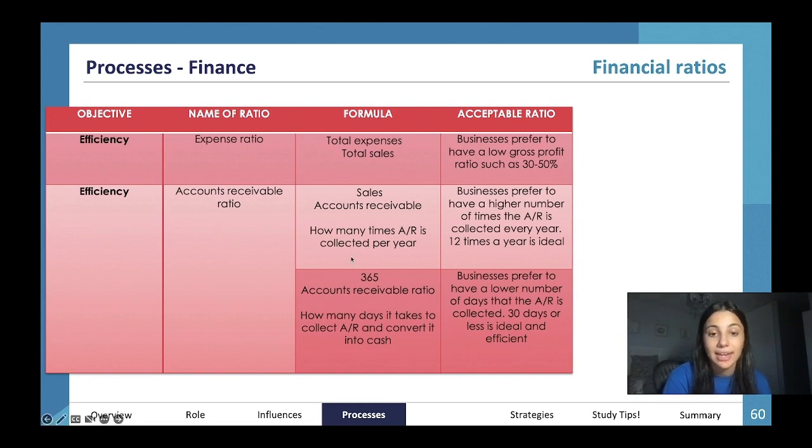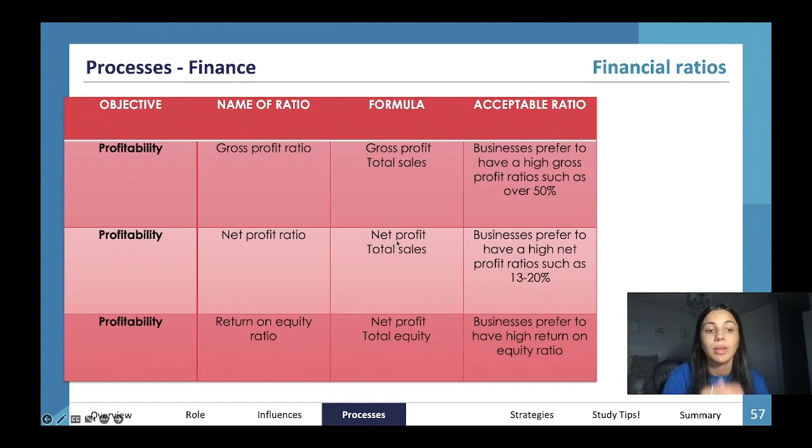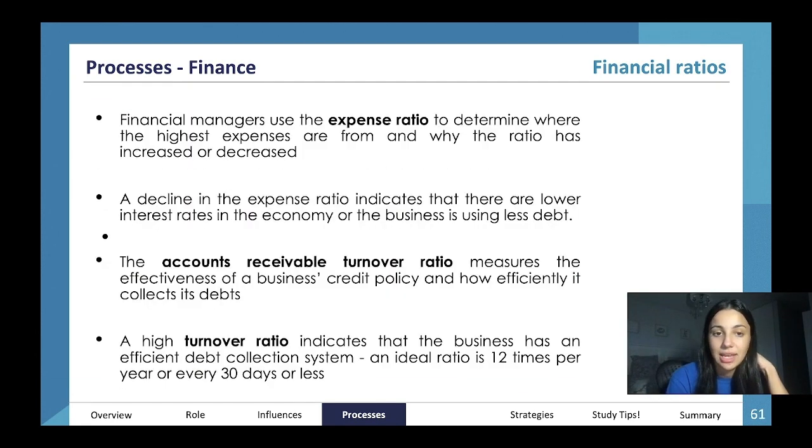So you do need to know that extra step that after you do sales divided by accounts receivables, you have to divide that by 365 to find out how many days it takes to collect the accounts receivables. And for gross profit ratio, net profit ratio, you need to know how to find out gross profit, which you need the COGS formula, the GP formula, and the net profit formula. You guys need those three.